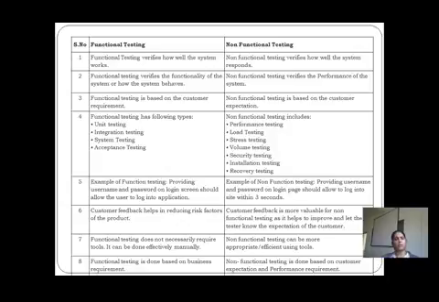So what is the fourth difference over here? The functional testing has the following types: unit testing, integration testing, system testing and acceptance testing. And for the non-functional testing, there are performance, load, stress, volume, security, installation and recovery. So this is the fourth difference between the functional and non-functional testing. Now the fifth difference between the functional and non-functional testing is the example of a functional testing.